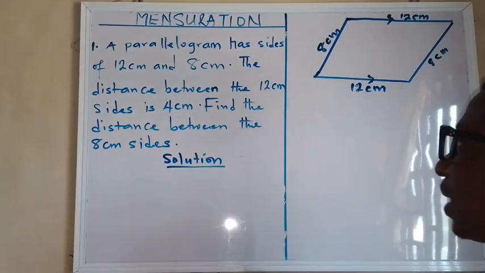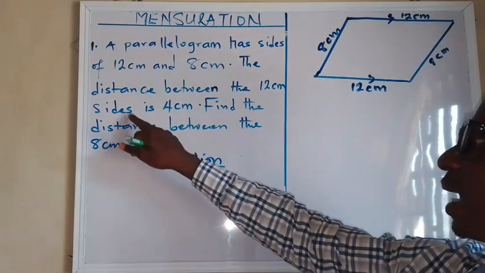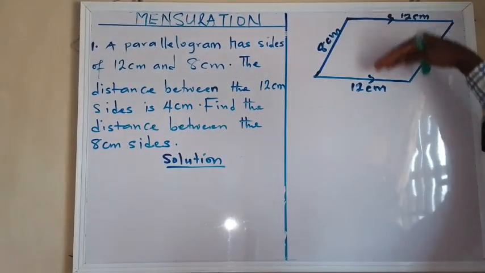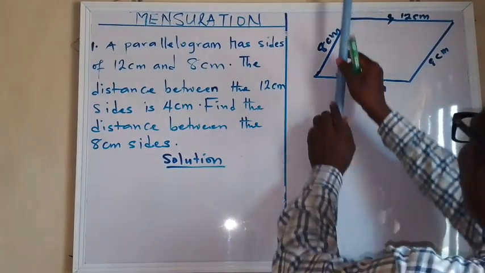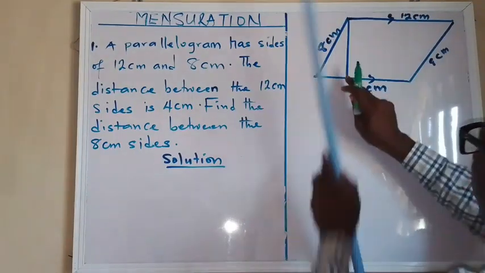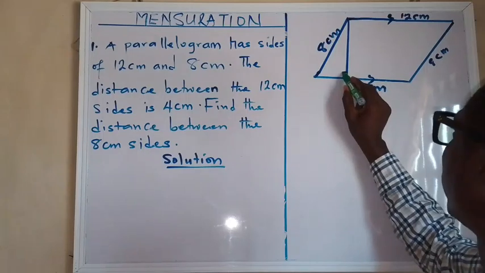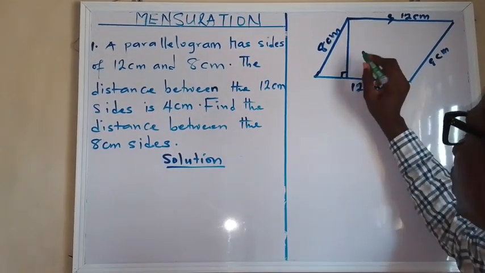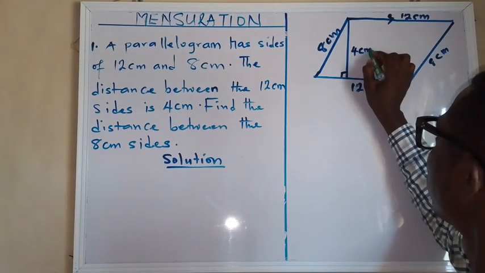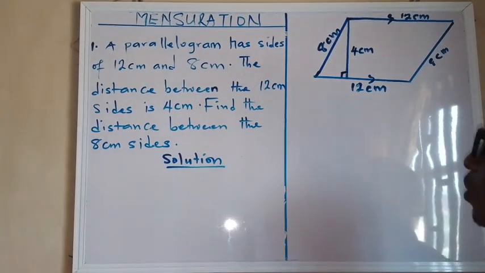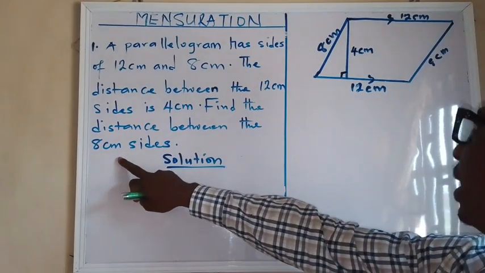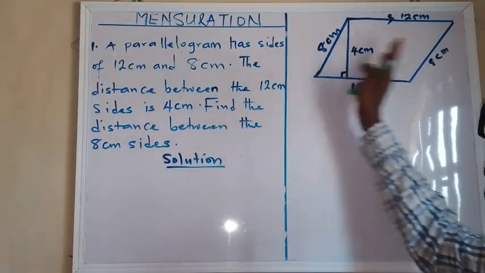Okay, so now the distance between the 12 centimeter sides is 4 centimeter. That is, the distance between this and this is 4 centimeters. So we draw a straight line that will be perpendicular to the second parallel line. So the distance between this and this is 4 centimeters. Okay, so now the question now is you have to find the distance between the 8 centimeter sides. That is the distance between this and this.